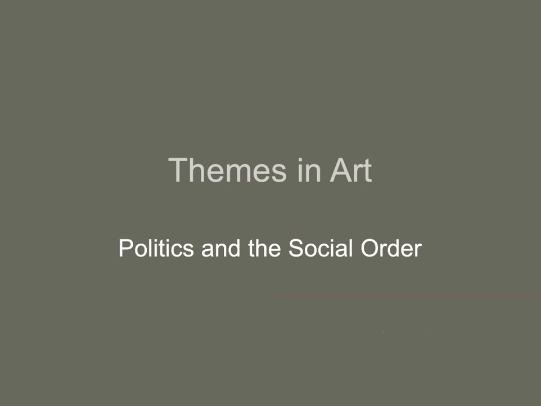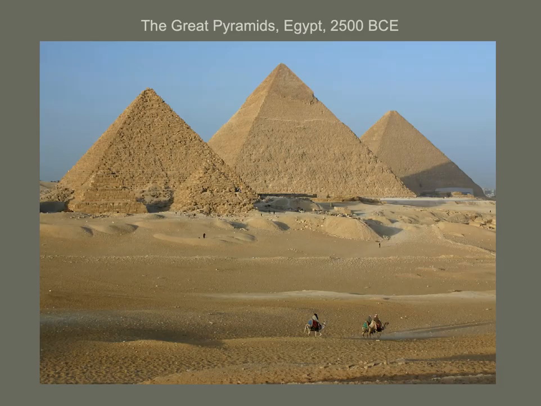The next theme that we're going to talk about is politics and the social order. So the question of how to form society is often reflected in the arts. This is an image of the Great Pyramids from Egypt from 2500 BCE. In the Egyptian culture from this time period, this is a society in which the earthly order and the cosmic order were closely linked and were mutually dependent.